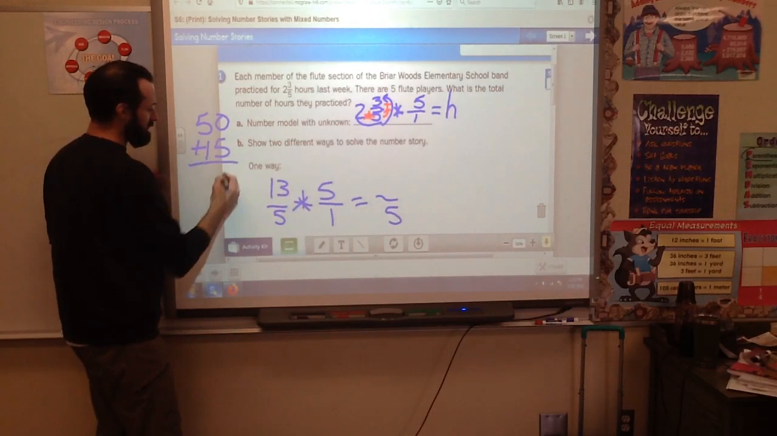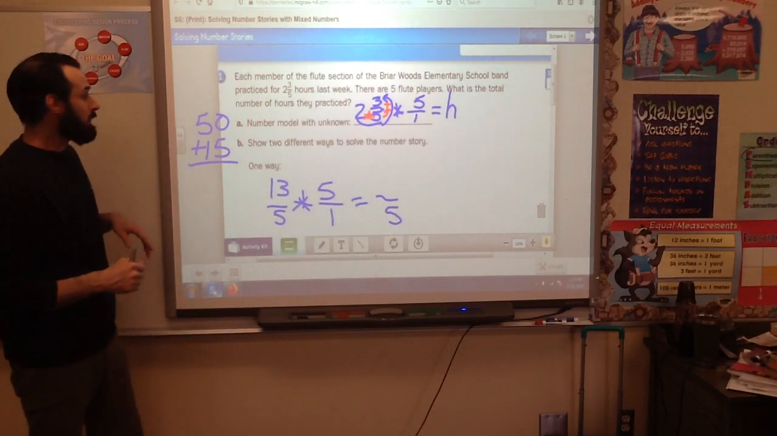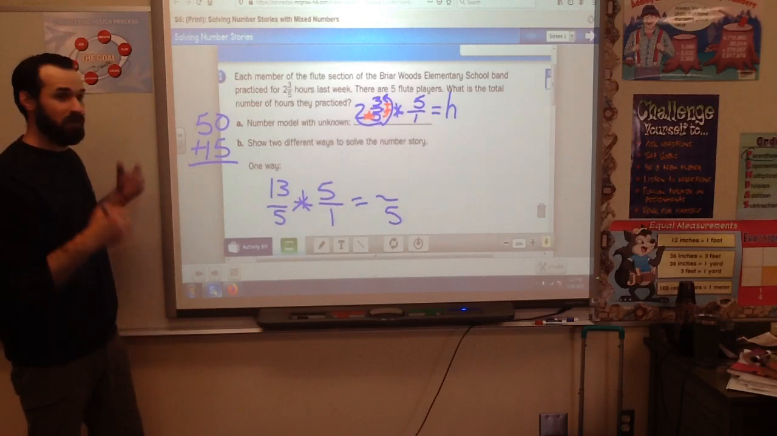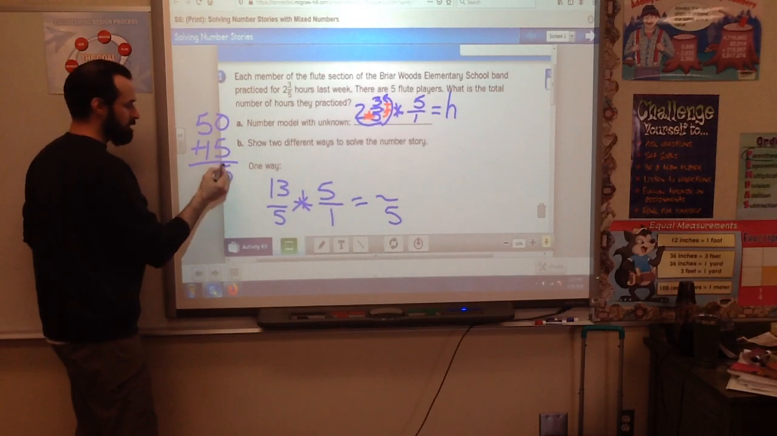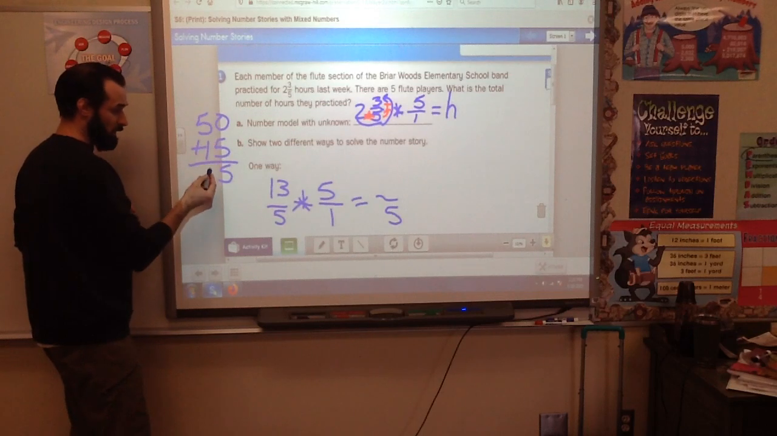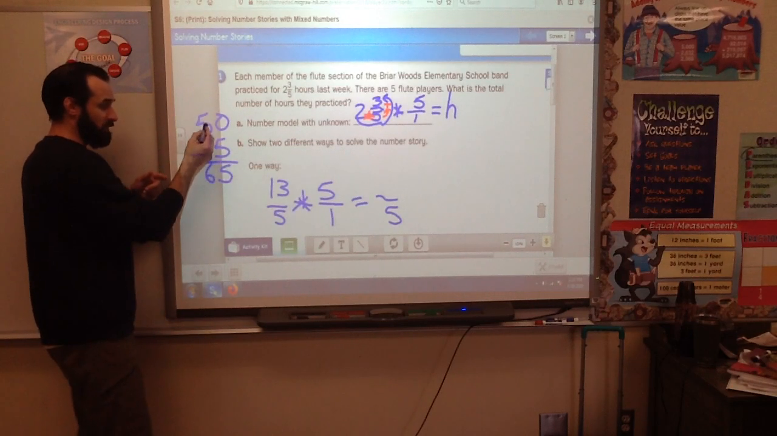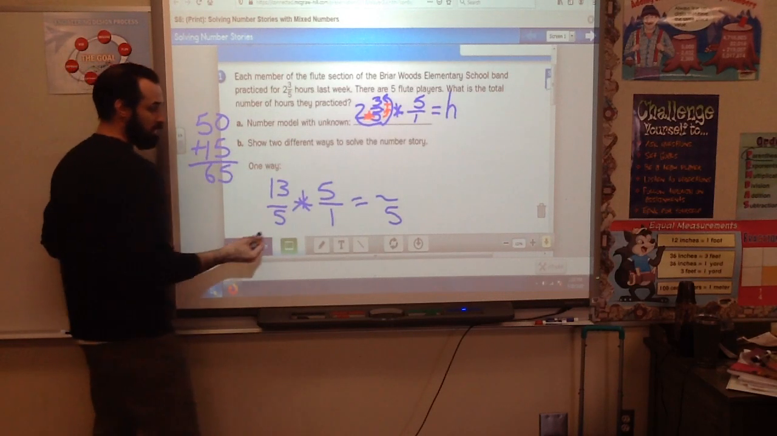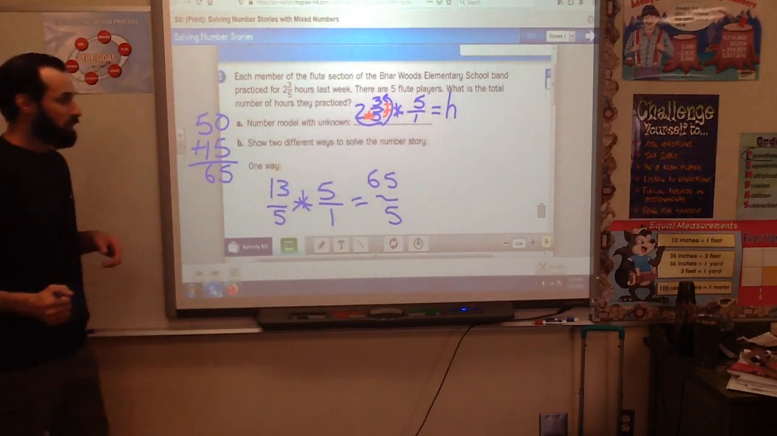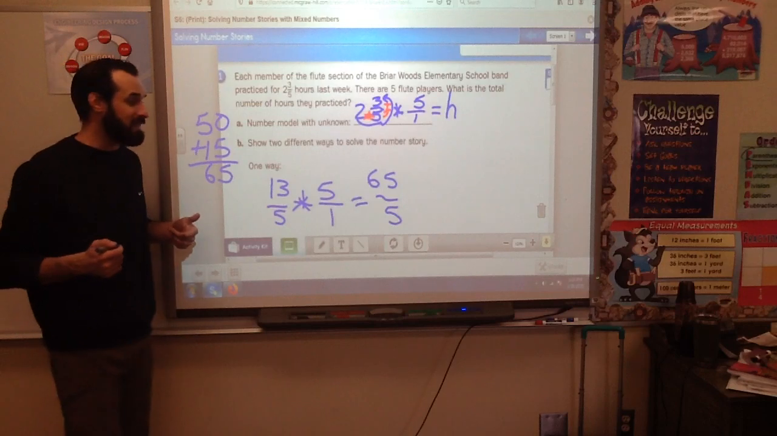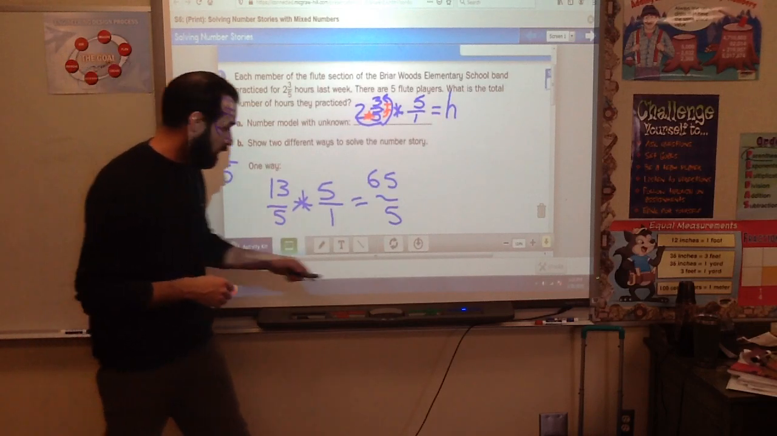Now, sometimes we have the tendency to want to do this in our head. It really does help to write them down. Then you don't have to remember those numbers. 0 plus 5 is 5, and 5 plus 1 is 6. But we know it's not a 5 and a 1, it's a 50 and a 10, which makes 60. So this equals 65/5. Now again, you wouldn't tell somebody that you practiced 65/5 hours.